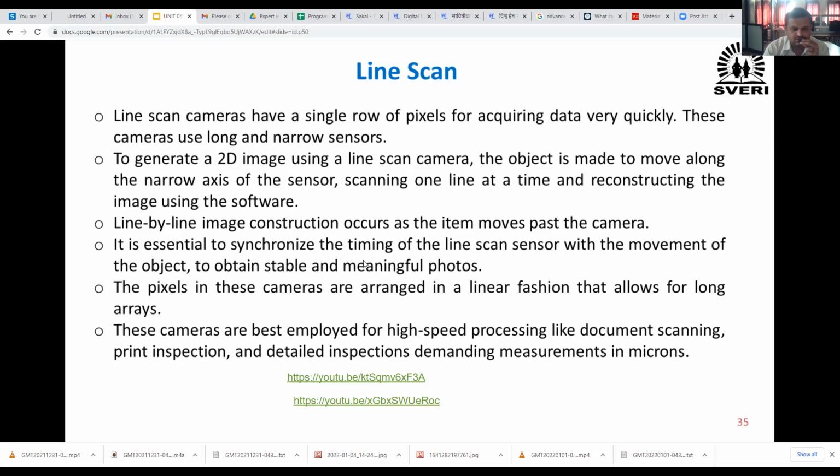It is essential to synchronize the timing of the line scan sensor with the movement of the object to obtain stable and meaningful photos. The pixels in these cameras are arranged in a linear fashion that allows for long arrays. These cameras are best employed for high-speed processing like document scanning, print inspection, and detailed inspections demanding measurements in microns. Now we'll see the video on line scan.